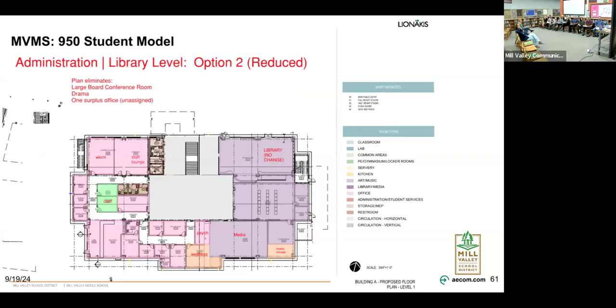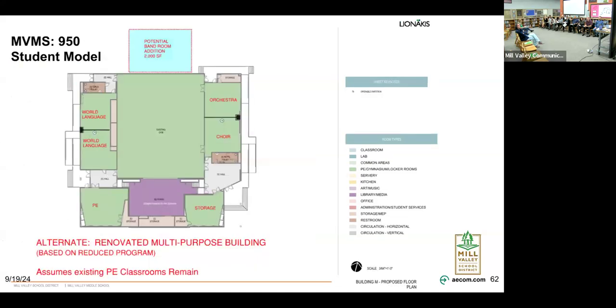it doesn't have much impact on the core facilities of library and administration. It just removes a drama classroom and has that as a shared facility with another classroom on campus. And finally, we looked at utilization of the existing gymnasium, orchestra, choir, and world languages in those existing classrooms while we maintain the PE portables in their place across the creek.